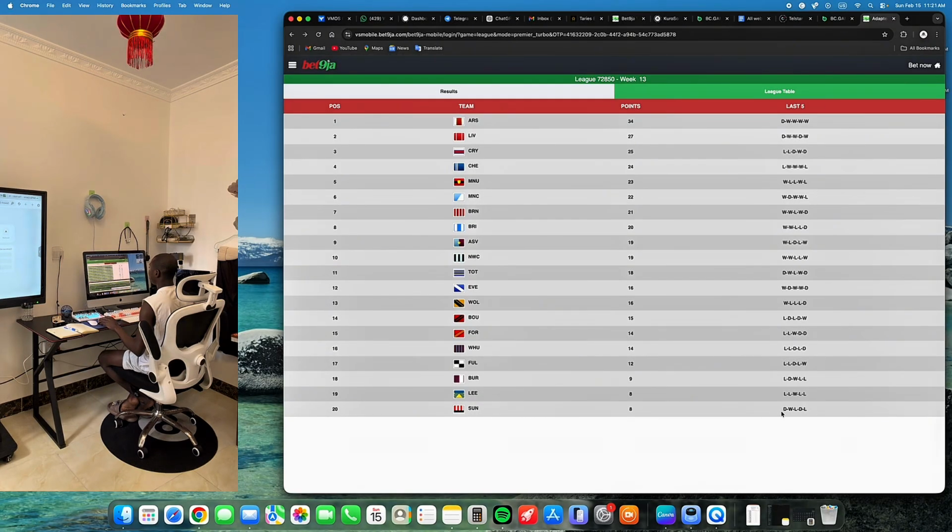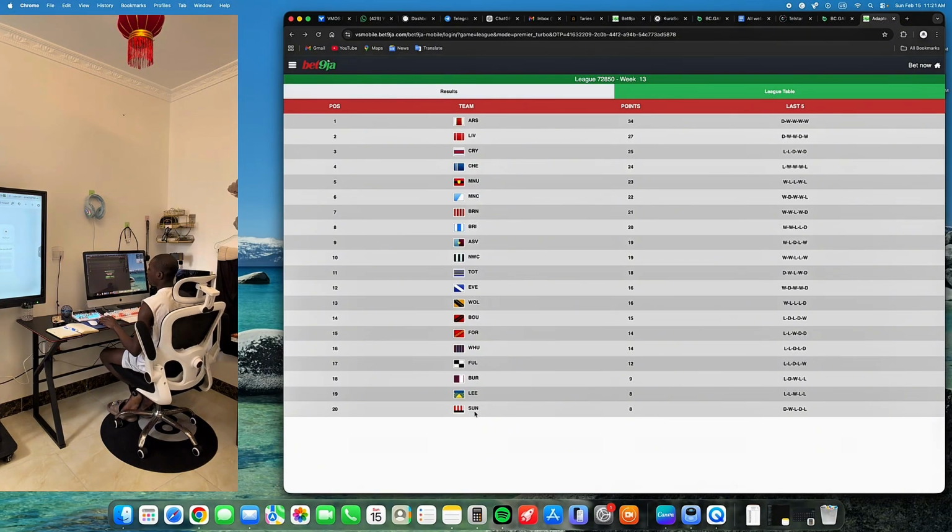Let's say when a team is at the bottom, the chances that the team is going to lose is high, mostly when it's playing from away. If it's playing from home, the chances that it's going to win or draw is also high when the team is playing.